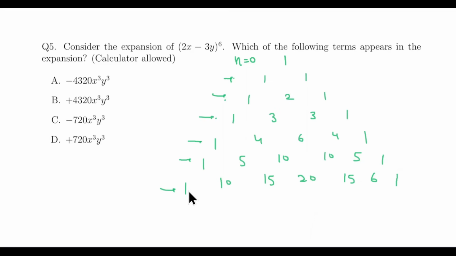Sorry, have I made a mistake somewhere? I think yes. One second, guys. 1 and 5 is 6. I don't know why I wrote 10. 1 and 5 is 6. This is 15. This is 20. This is 15. This is 6. Okay, anyway, this looks correct, I think. So they are looking for the x cube, y cube term, right?